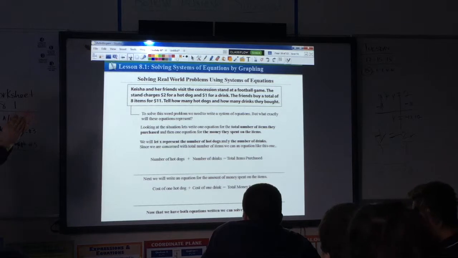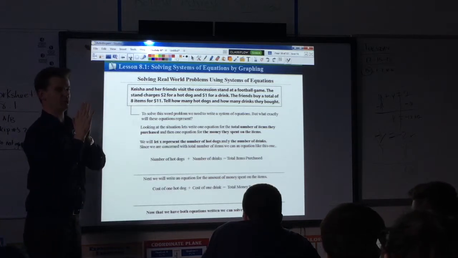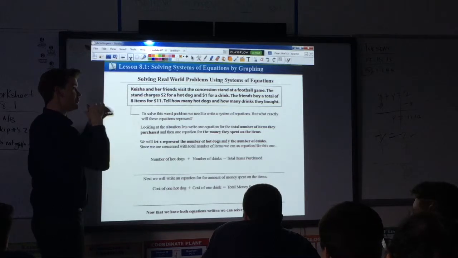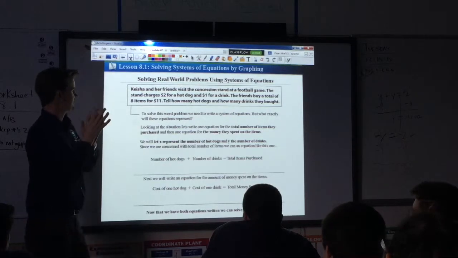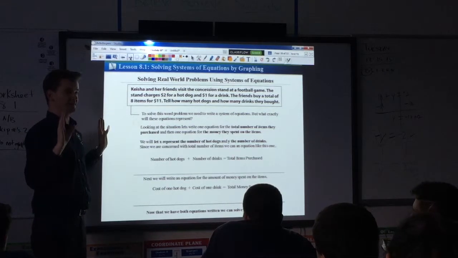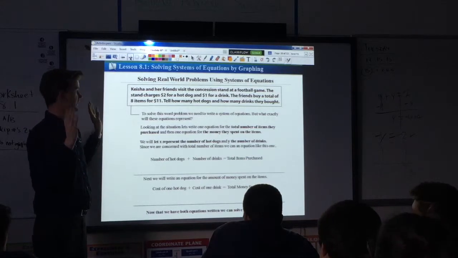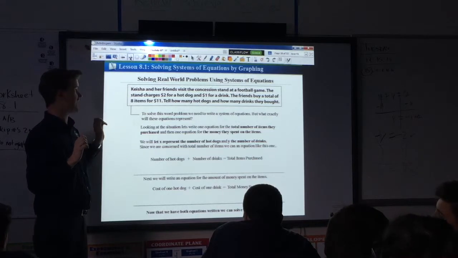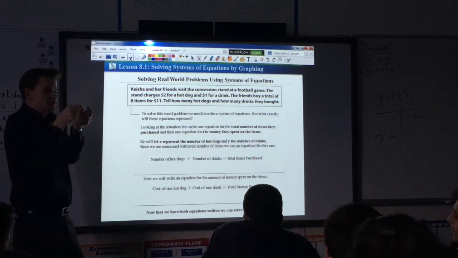Okay, so Keisha and her friends visit the concession stand. They're at the football game. They were at the Dolphins-Giants game last night, right before that. Touchdown, wide open. Now the stand, I don't know what kind of stadium this is because I know Sunlight doesn't charge that, but $2 for a hot dog, $1 for a drink. It's like $20 for a hot dog, and it's like this little scribble thing.